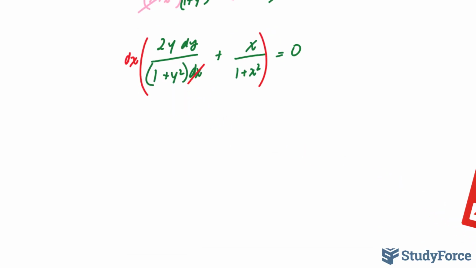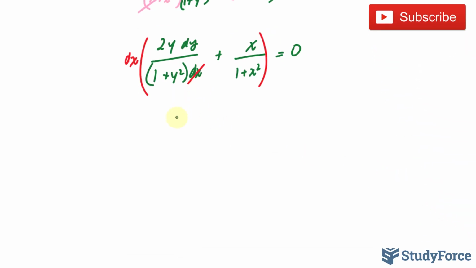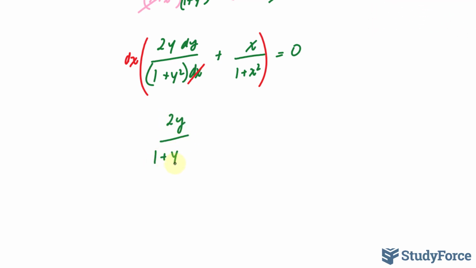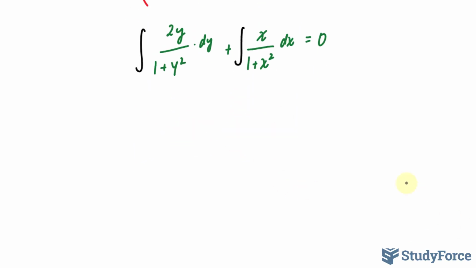This gives me the expression, fully manipulated now, to look like this. 2y over 1 + y^2, and I'll put the dy right here, plus x over 1 + x^2 dx is equal to 0. And just like I said at the beginning, this is exactly what I want, because now I'll integrate these with respect to their letter. I'll integrate this with respect to y and this one with respect to x. Let's see what happens if we do that.